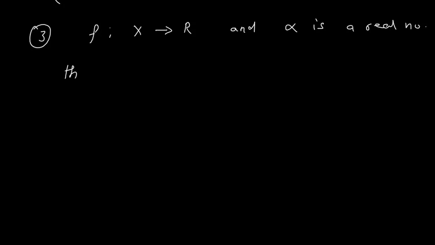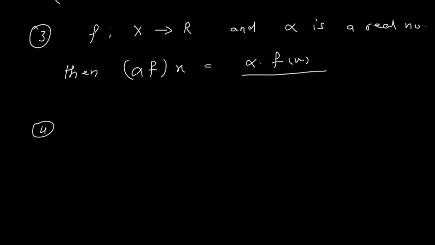Third operation is multiplication. In multiplication we have a function f from X to R and we have a real number, say alpha, and alpha is a real number, then we can define a function alpha f such that (alpha f)(x) equals alpha into f(x). This is multiplication of a scalar by a function.